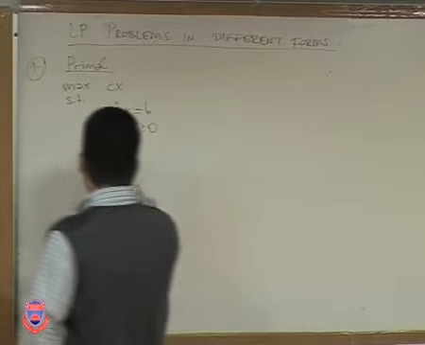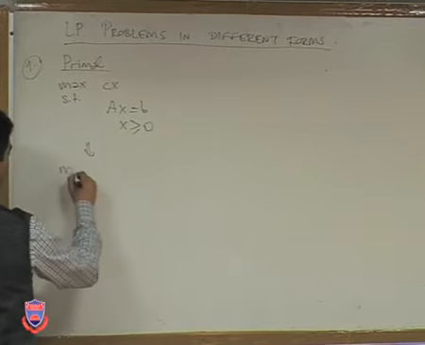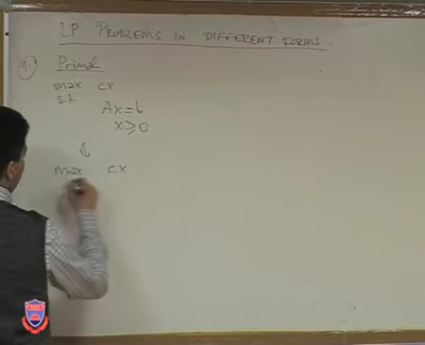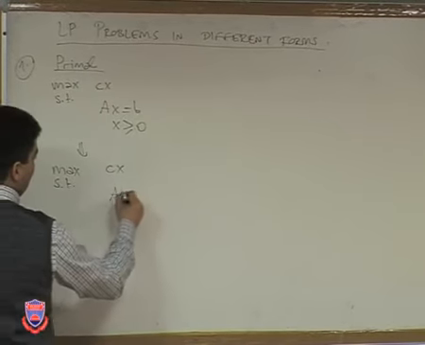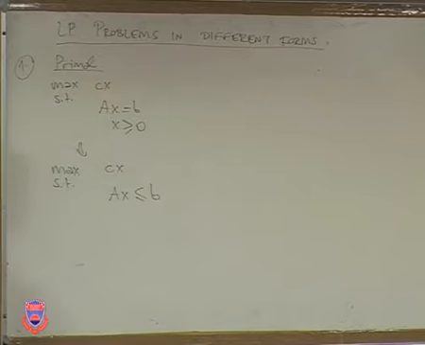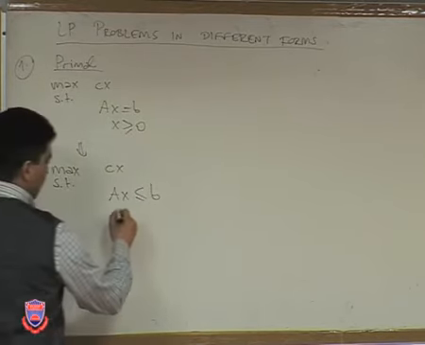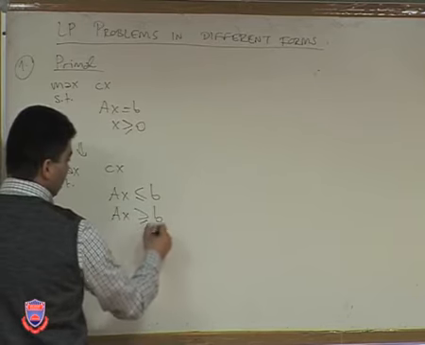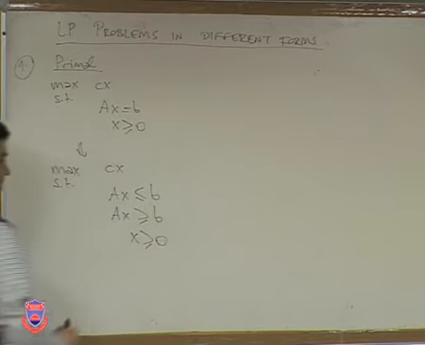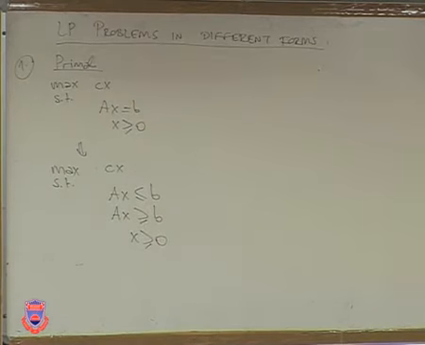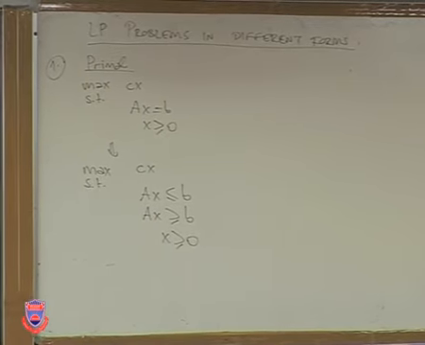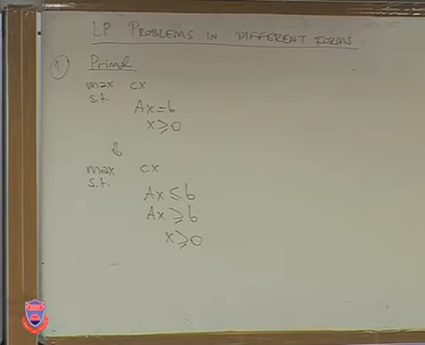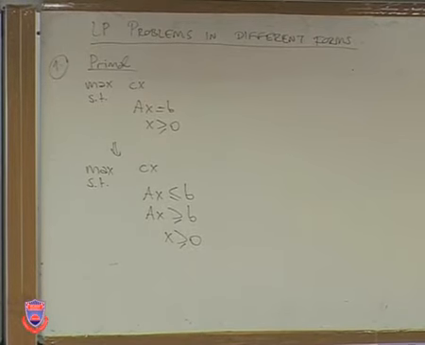So I'm going to take this problem and write it as follows: maximize Cx subject to, first, Ax less than or equal to b. Then I'm going to say Ax is greater than or equal to b. It's not too hard to see that those two problems are the same. Of course, I doubled the number of constraints, but I'm still looking at an equivalent problem.